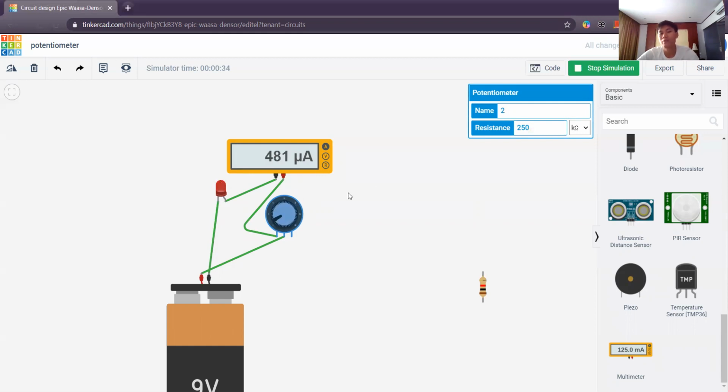And yeah, that's it for the potentiometer, and how it's connected in a simple circuit like this.